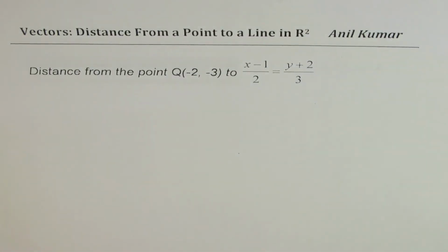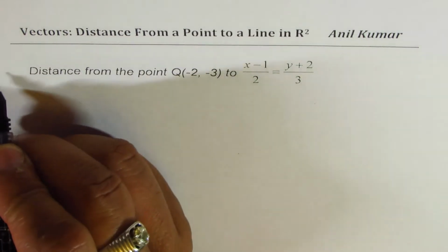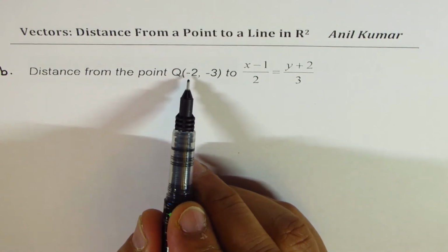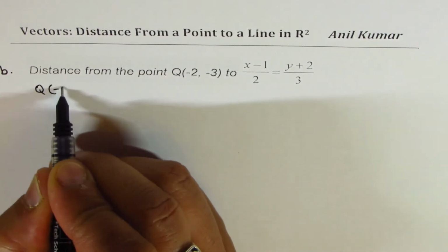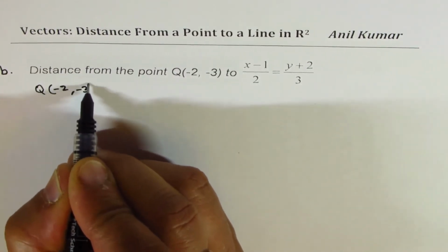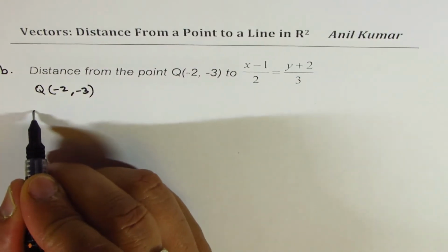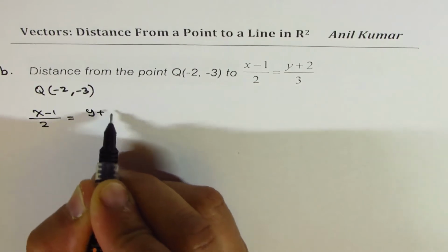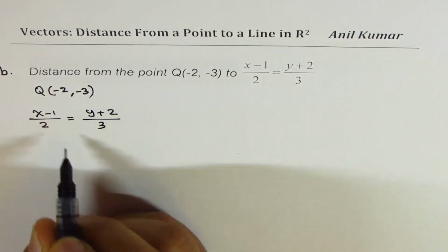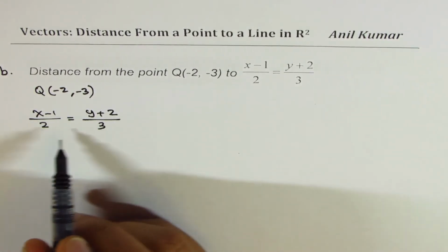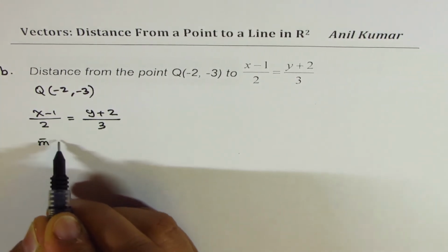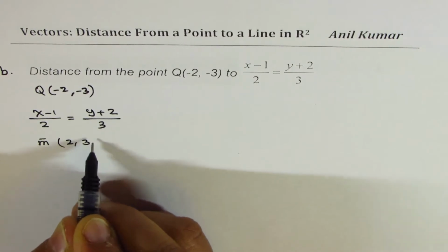Now let's do part B, where the equation is in symmetric form. The point given to us, Q, is (-2, -3). The equation is (x - 1)/2 = (y + 2)/3. From this equation, you can find what the direction vector is. The direction vector m is (2, 3).